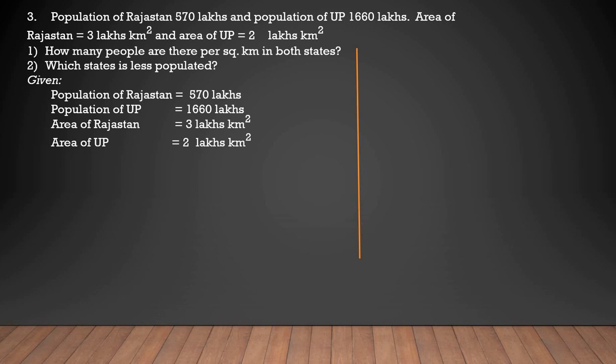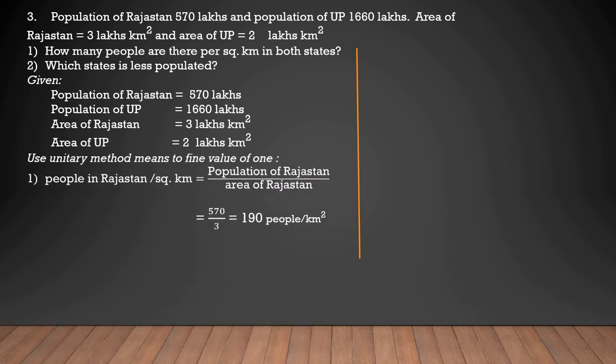I'm going to solve this sum by using the unitary method. Means what? I have to find out the value of 1. So let's start. I need to find out the people in Rajasthan per unit kilometer. Per unit मतलब value of 1 only. 1 किलोमीटर स्क्वायर एरिया में कितने लोग वहां पे रहते हैं, वो फाइंड आउट करने के लिए हमें निकालना है पॉपुलेशन ऑफ राजस्थान डिवाइड बाय एरिया ऑफ राजस्थान. और इसीलिए पॉपुलेशन इज गिवन हियर 570 एंड एरिया राजस्थान का है 3 लाख पर किलोमीटर स्क्वायर, दैट इज 3. So you can divide this, you will get here 190 people per square kilometer.